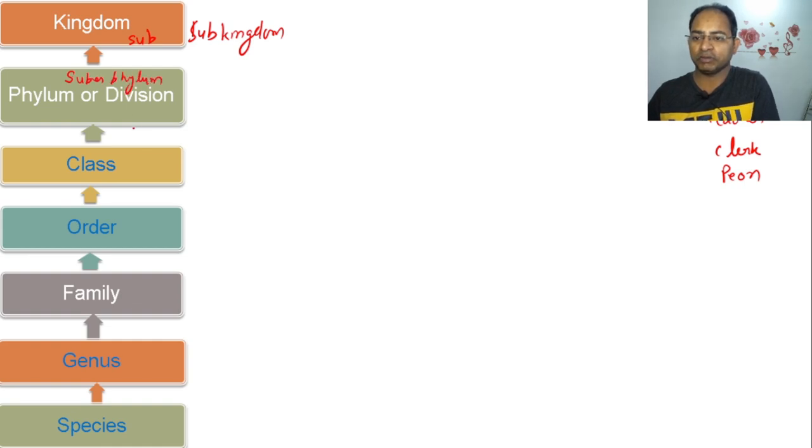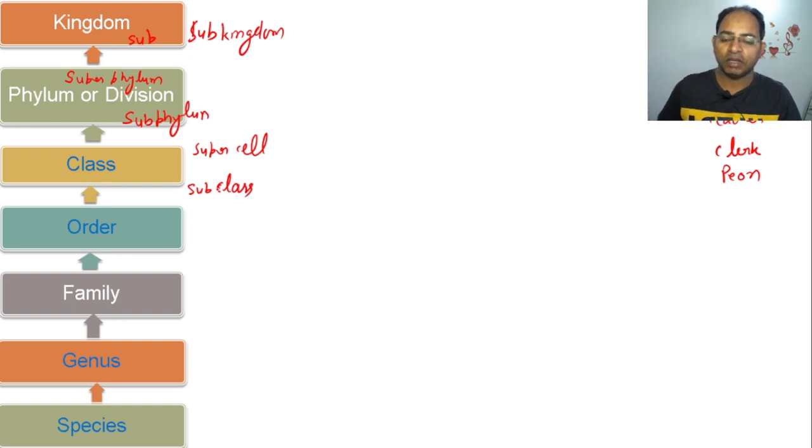Superphylum is also possible. Under phylum, many subphylum can be there. There may be superclass, meaning one superclass will have many classes, and in one class, many subclasses will be there. So these are some additional categories that scientists can keep while doing the classification.